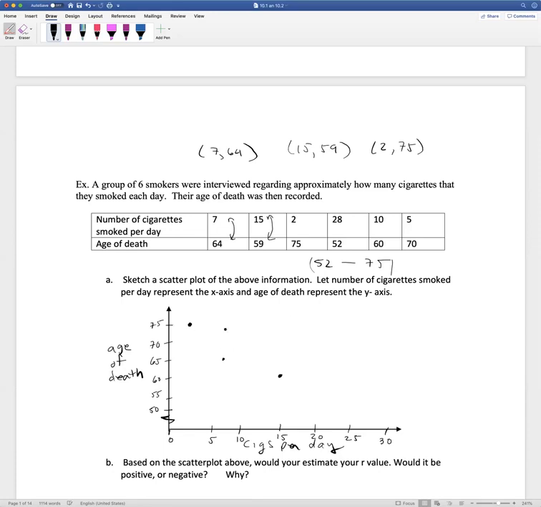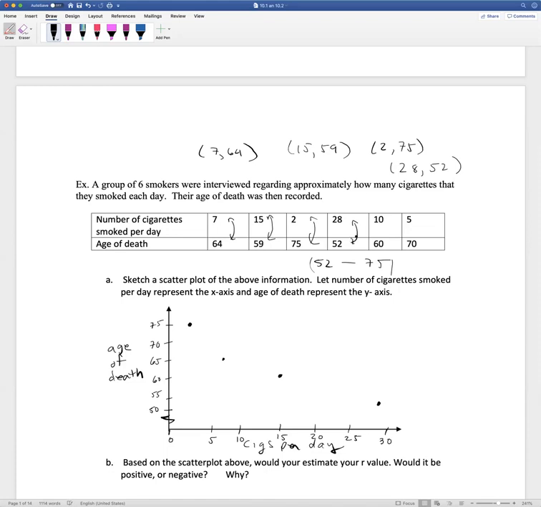And again, this is approximate, but when you graph yours, you should get something that's similar. Not exact, right? Because we're scaling ours a little differently, but the general shape and the general trend should be the same in both of these. This person smoked 28 cigarettes per day and they died when they were 52. So here's 28 and about 52.